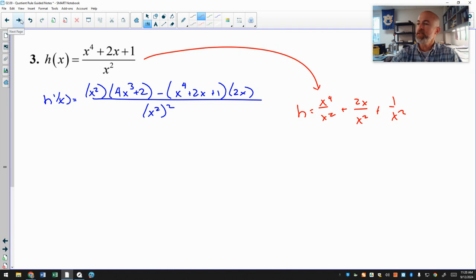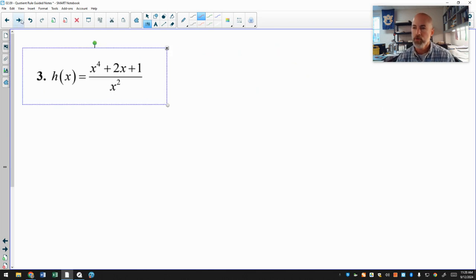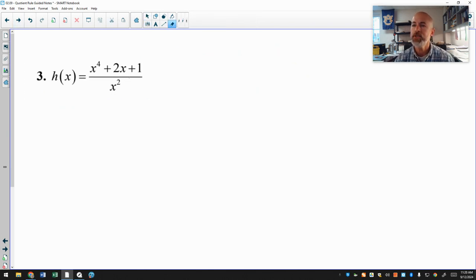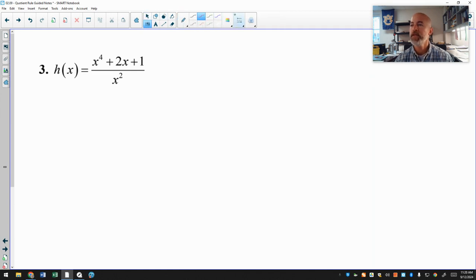Another way you could clean this up, if you don't like separating the numerator over your denominator, is to bring that denominator up. It's x squared, so you could bring that denominator up as x to the negative 2, and then distribute that x to the negative 2 through that polynomial that is the numerator. And if you distribute that, I have an expression for h.